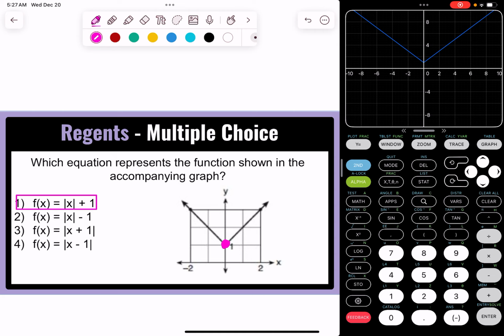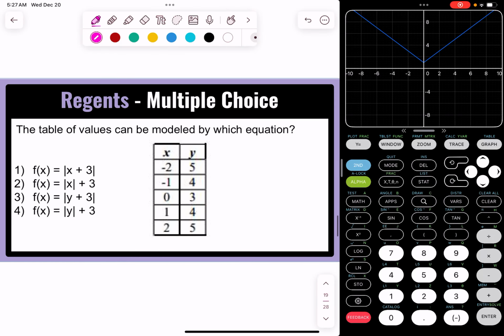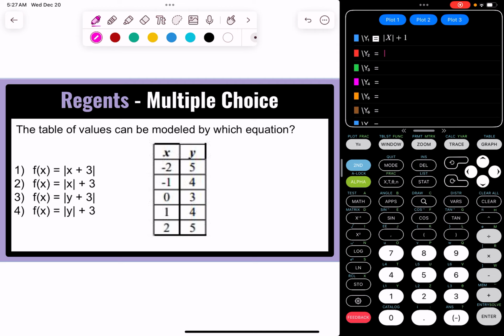All right, next question. The table of values can be modeled by which equation? So what we're going to have to do here is type in each answer choice, and we're going to have to see which one makes sense. I don't think answer choice 3 or 4 makes sense because I've never seen one where I had the y, so it's not going to be either of those.